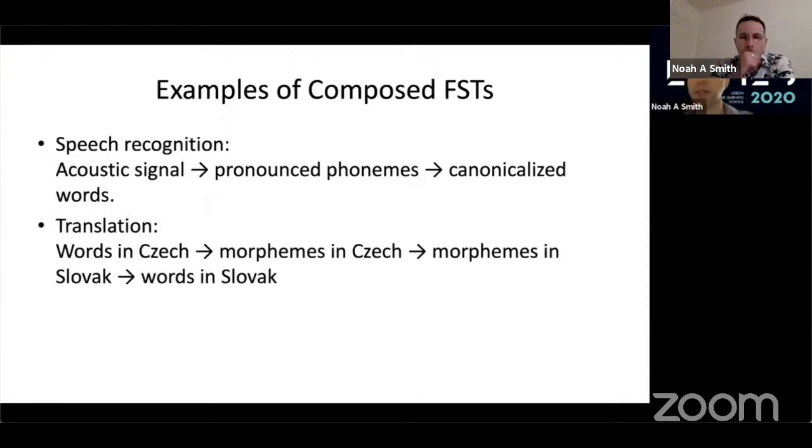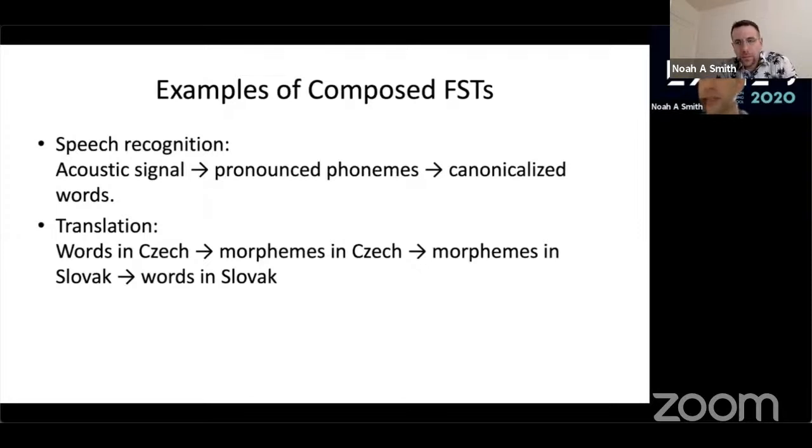Another one that I thought was pretty cool about 20 years ago was translation between two near languages. So Czech and Slovak are different languages, but they share quite a lot of history, and I'm told a lot of the relationships between the morphemes are quite systematic. So the idea was to take the words in Czech, break them up into morphemes. Finite state transducers have been incredibly useful in morphological analysis and generation in NLP.